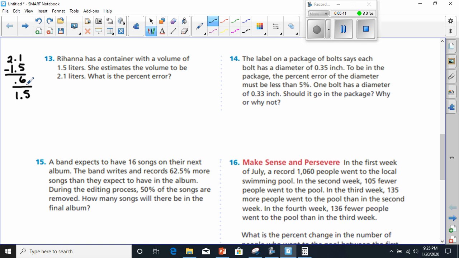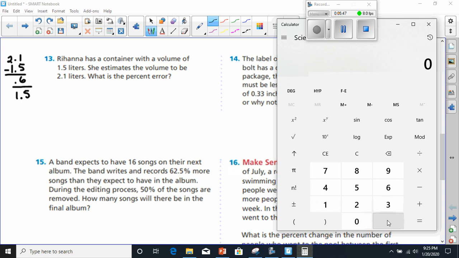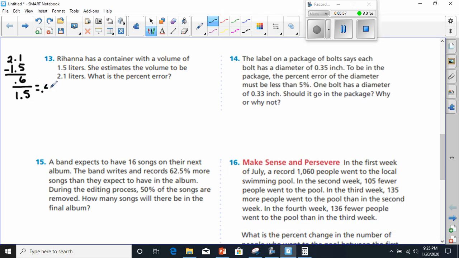And if I take 0.6 and divide it by 1.5, 0.6 divided by 1.5 will give us 0.4. And of course, we have to move that over twice. So the percent error is going to be a 40% error. Okay, let's go to number 15.